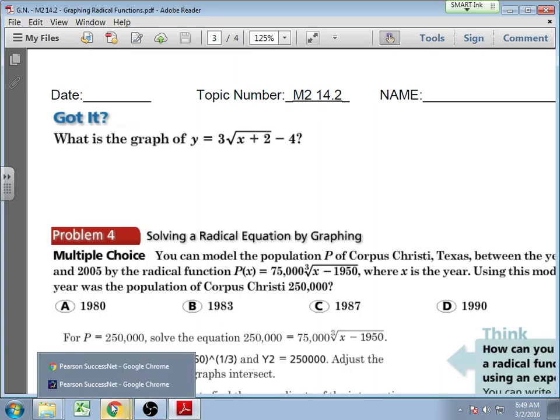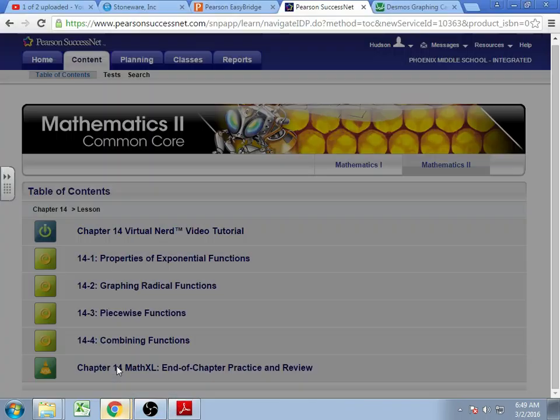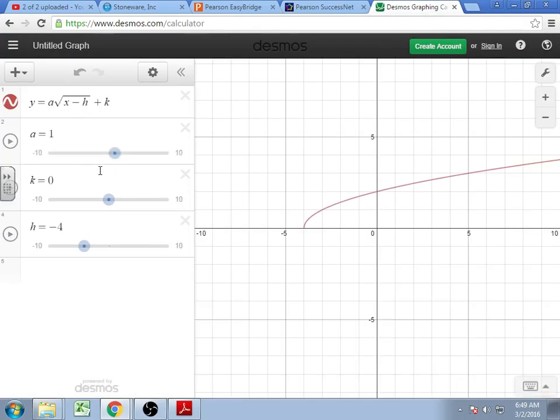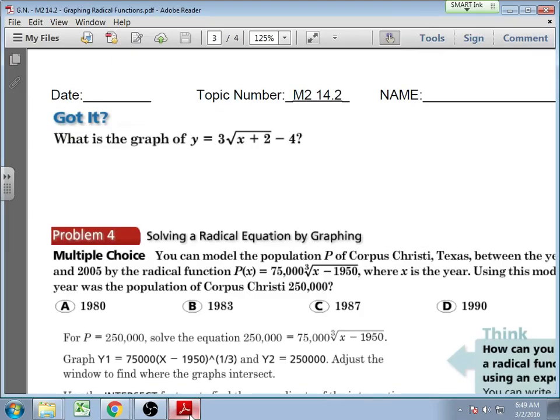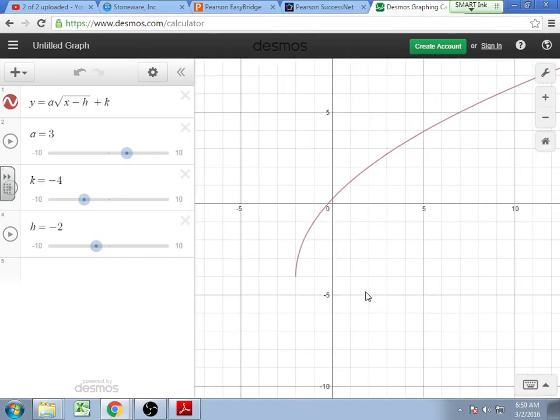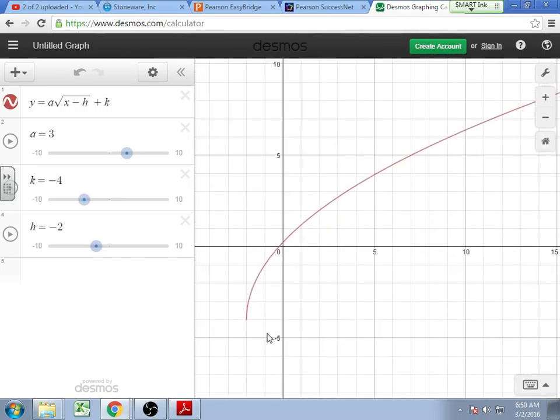I'm going to hop over into Desmos and do that. So I need to go ahead and put an A in front of here for my compression factor. My compression factor was 3, so we can see that expands my graph out. My h now was x plus 2, so I actually need to make my h minus 2, because minus a negative, remember that. And then my k was negative 4, so I'll slide my k to be a negative 4, which is going to shift me vertically. And this should be the final graph of that value.